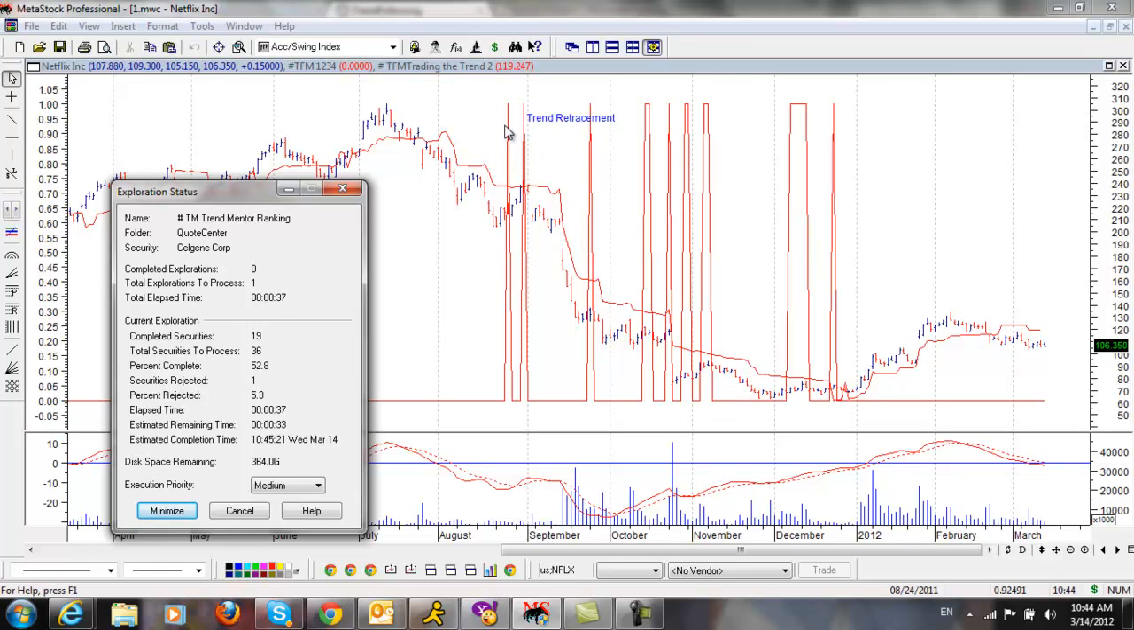And it's signified by these lines, which are entries. You can see them here in MetaStock. And that's one idea. There's another idea that we could do, which is just a trend breakout, which I teach.